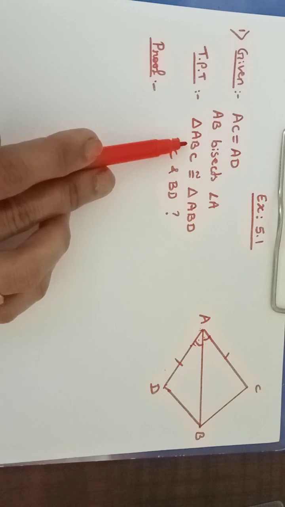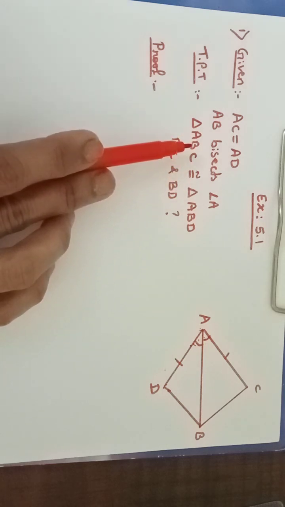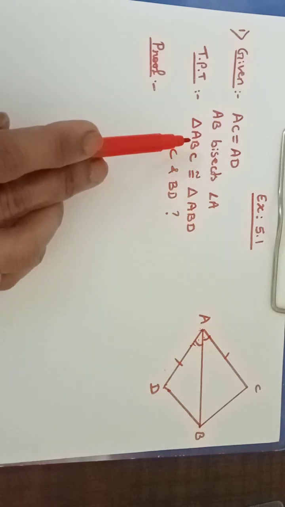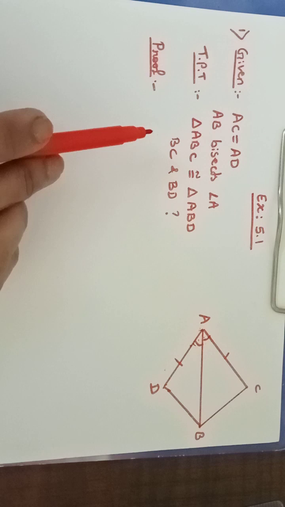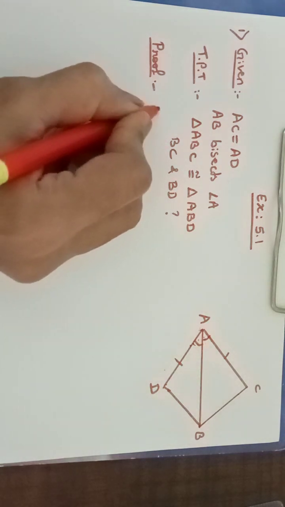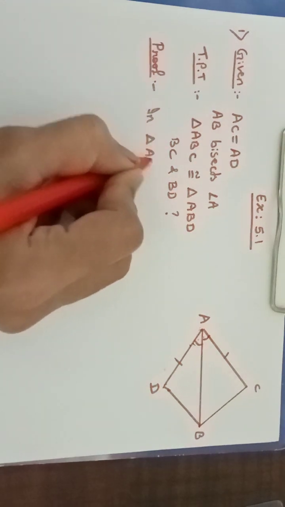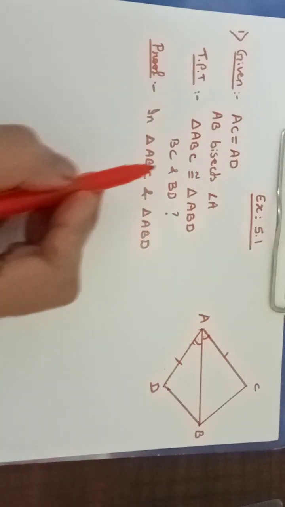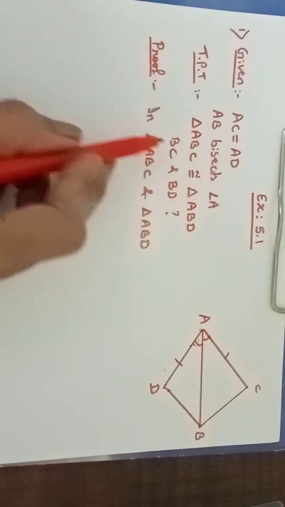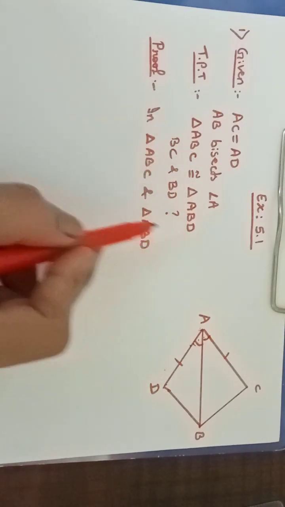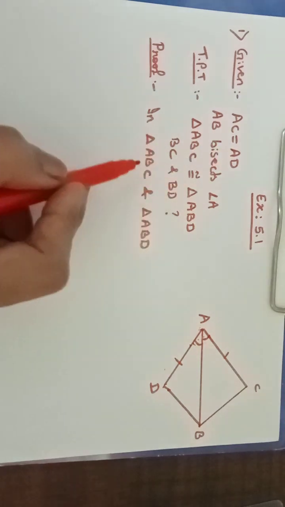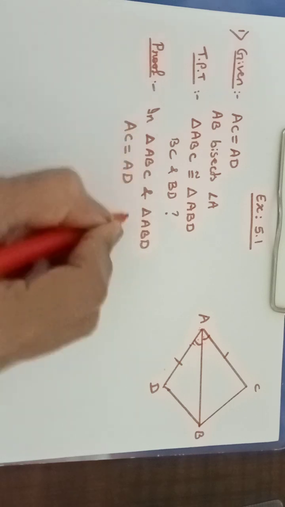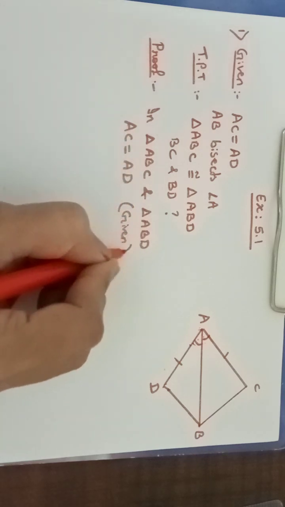Now first of all we are concerned with this one. You have to show triangle ABC is congruent to triangle ABD. Whatever triangles you have to prove, first you will take those triangles. So you will write it down: in triangle ABC and triangle ABD. These two triangles only you are supposed to take. Now whatever is the given part, you have to write it down first. First is AC is equal to AD. You have to write the reason: given.